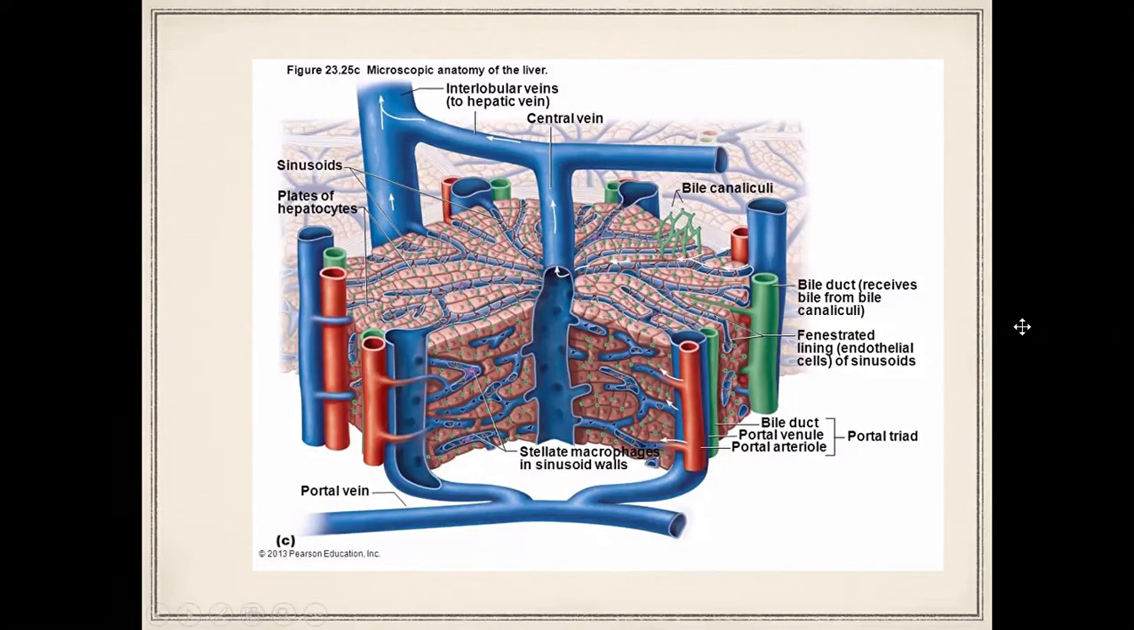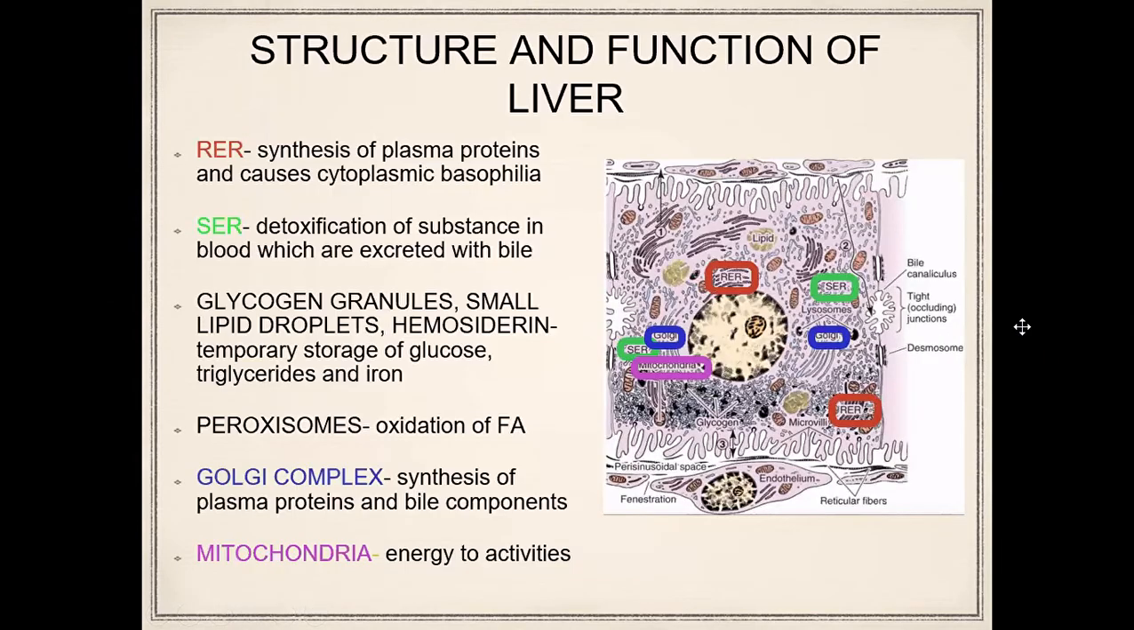Now, structure and function of the liver. The RER, rough endoplasmic reticulum, synthesizes plasma proteins and causes cytoplasmic basophilia. The smooth ER is for detoxification of substances in the blood, which are excreted with bile.